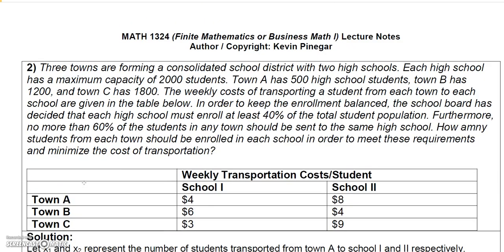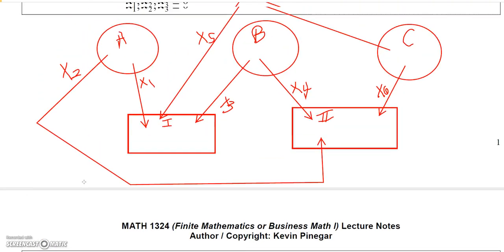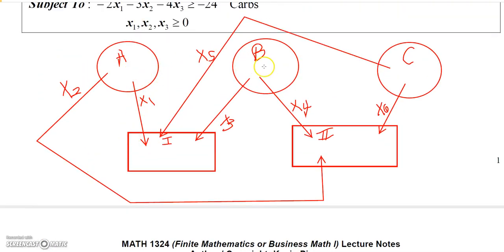And what you might want to do is draw a diagram, and I've drawn a diagram here where the 3 circles are the 3 towns and the 2 rectangles are the 2 schools. And notice that I've drawn arrows from town A to school 1 and town A to school 2, and I've labeled them x1 and x2. And then from town B to each school I labeled x3 and x4, and then from town C to each school I labeled x5 and x6. So that just gives you a visual that might be helpful.